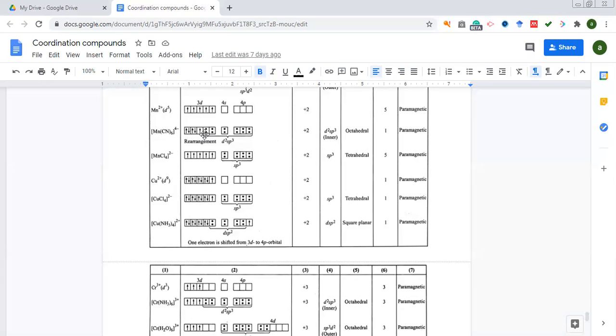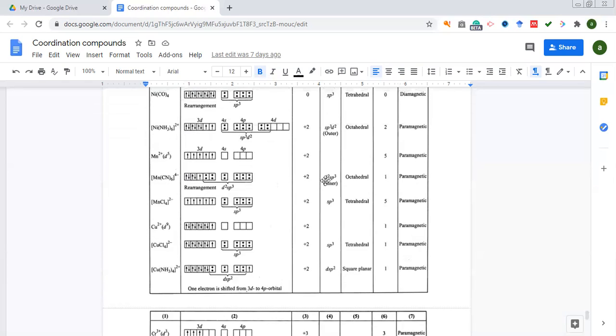So what will be the hybridization? d2sp3. So here d2sp3 we mention as inner. In the previous case, outer. Why outer? Outermost d orbital is participated in hybridization, and in this case, inner d orbital is participated in hybridization. So that is the difference between these two. And shape, or geometry, is octahedral like the previous one.